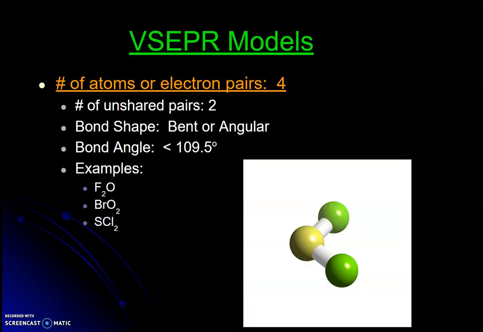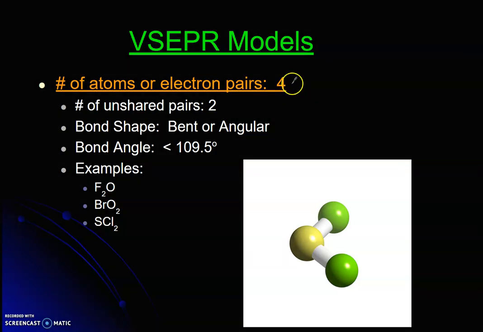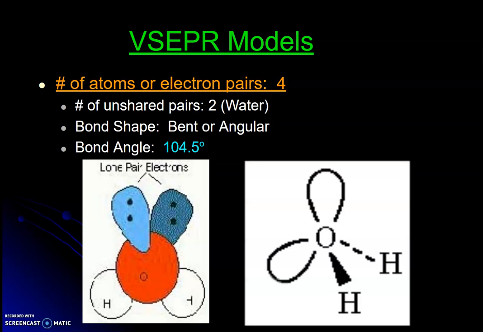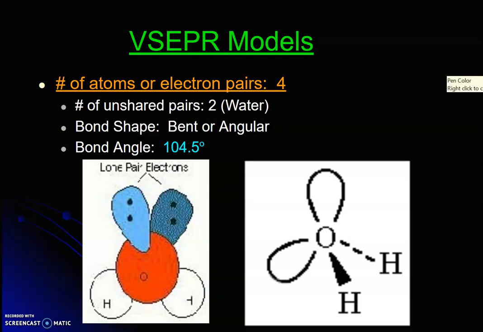And if we have 2 things around the central atom and 2 lone pairs, that counts as a steric number of 4. Okay, this will be a bent or angular shape and have a bond angle less than 109.5. F2O, BrO2, SCl2, they all follow that. But the one that I really want you to pay attention to is our water, because we're going to actually get into a whole chapter just with our water and all the capabilities of it having. So water has 2 lone pairs and 2 things attached to it.